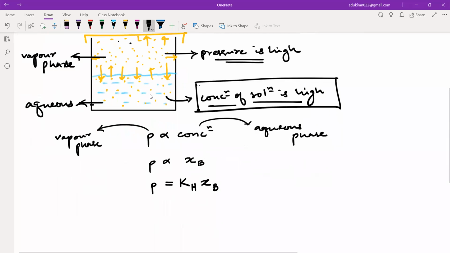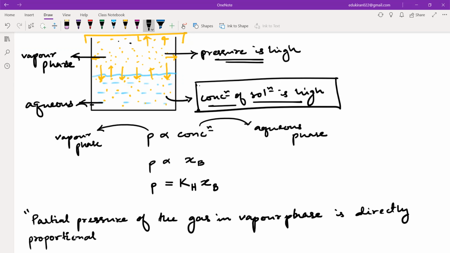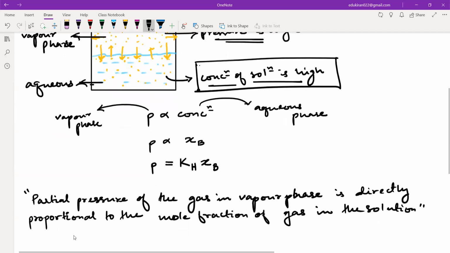Now, this is how we mathematically represent Henry's law. And the statement of Henry's law goes something like this: the partial pressure of the gas in the vapor phase is directly proportional to the mole fraction of the gas in the solution. Right? You can write this now. Partial pressure of the gas in vapor phase is directly proportional to the mole fraction of gas in the solution. Okay, so this is Henry's law. The above statement is Henry's law.